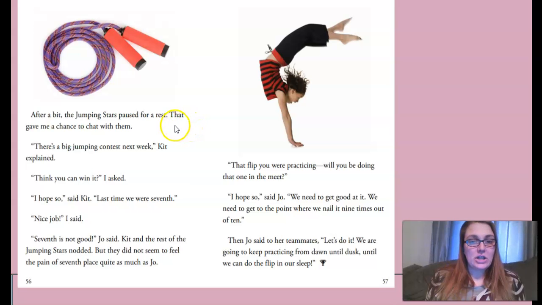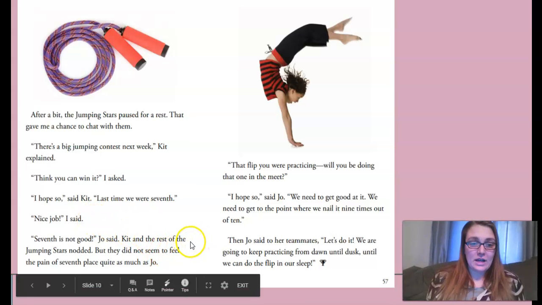That gave me a chance to chat with them. "There's a big jumping contest next week," Kit explained. "Think you can win it?" I asked. "I hope so," said Kit. "Last time we were 7th." "Nice job," I said. "7th is not good," Jo said. Kit and the rest of the jumping stars nodded. But they did not seem to feel the pain of 7th place quite as much as Jo.